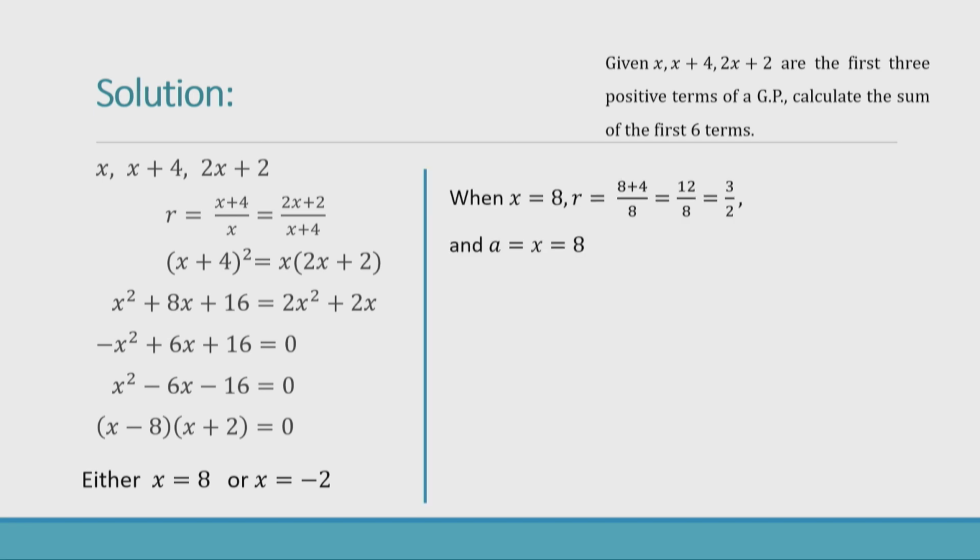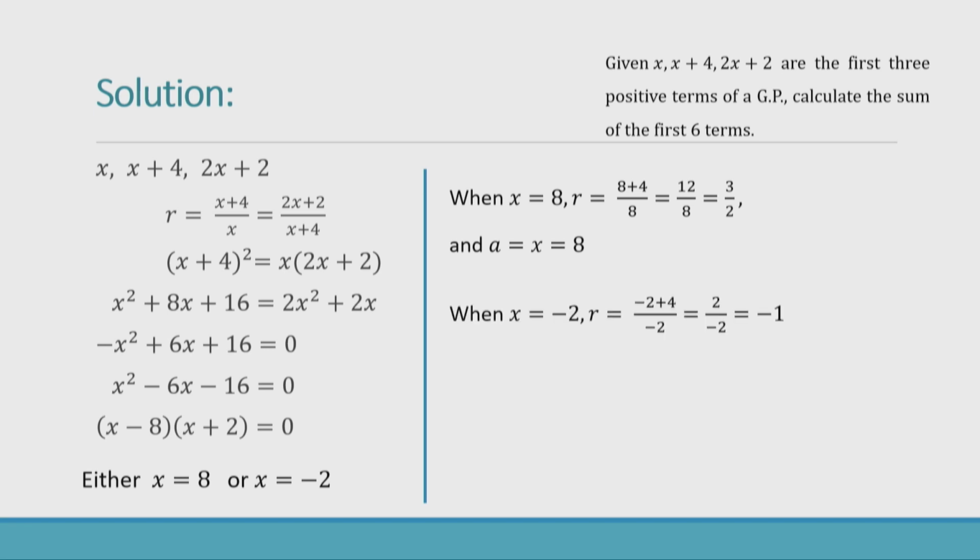So when x is 8, I replace into r, which is (x plus 4) over x, and I get r to be equal to 3 over 2. So my first term a will be 8 and r is 3 over 2.